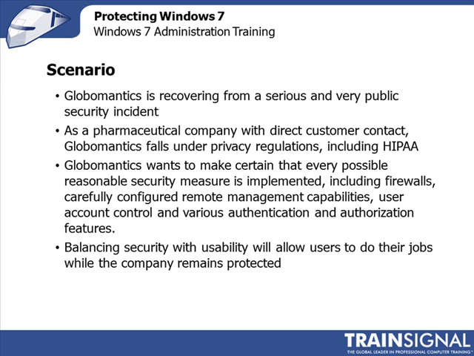Understanding the security is so important, though, the company understands that usability is just as important. After all, if you secure a system too much, it becomes unusable. So GlobalMantic wants to make sure that we balance security and usability to allow users to do their jobs while the company remains protected. So everything we do in this lesson and in the GlobalMantic Windows 7 rollout plan has to be done with an eye towards usability while securing the environment.